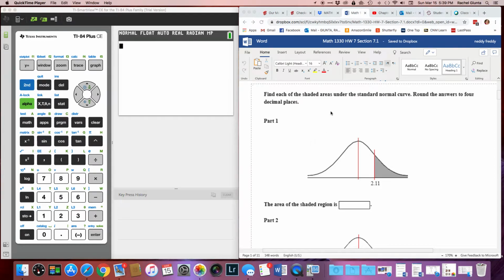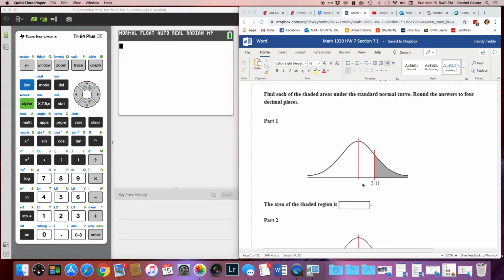So here we are in section 7.1. There's only going to be two different types of problems in 7.1. The first type is here, and what you're trying to find is the area under the standard normal curve. So this is what the standard normal curve looks like.